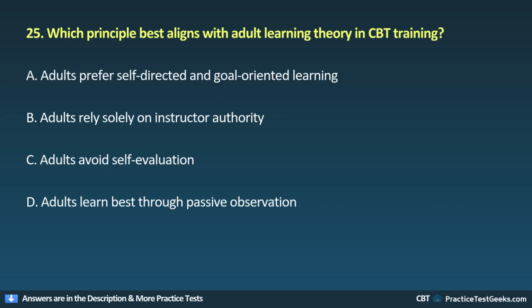25. Which principle best aligns with adult learning theory and CBT training? A. Adults prefer self-directed and goal-oriented learning. B. Adults rely solely on instructor authority. C. Adults avoid self-evaluation. D. Adults learn best through passive observation.